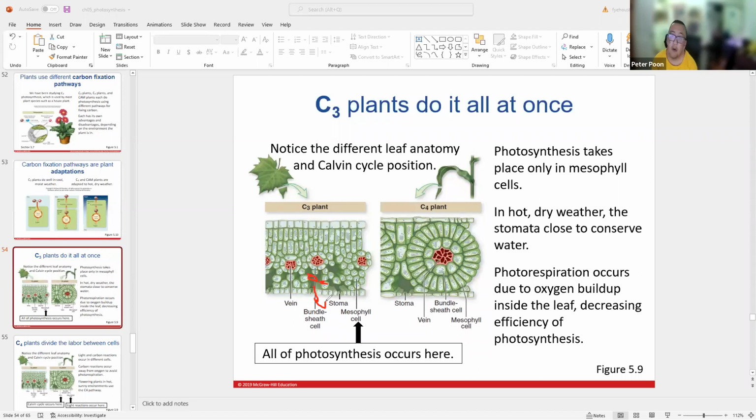Photorespiration is burning through photosynthesis products without generating sugar. So you're screwing up photosynthesis, and it makes your photosynthesis very, very inefficient. You're actually burning energy instead of making energy. So C3 plants in hot, dry weather don't do well at all.